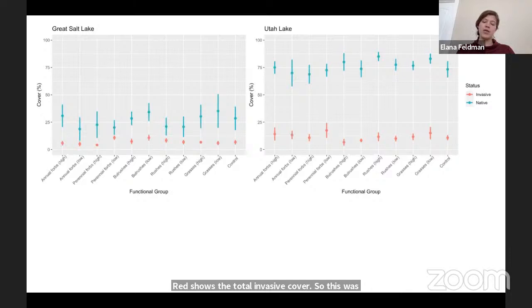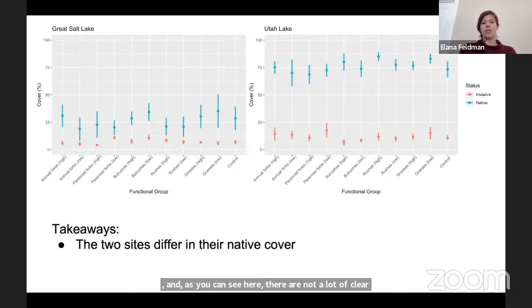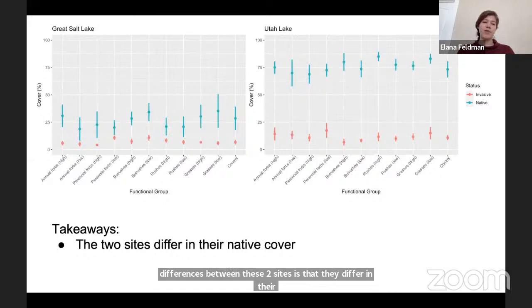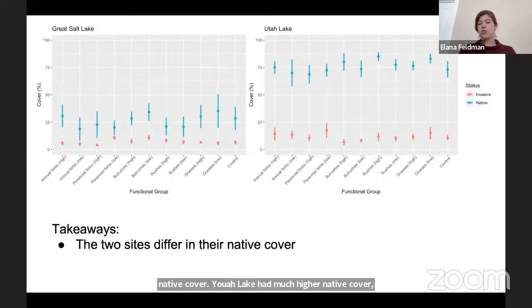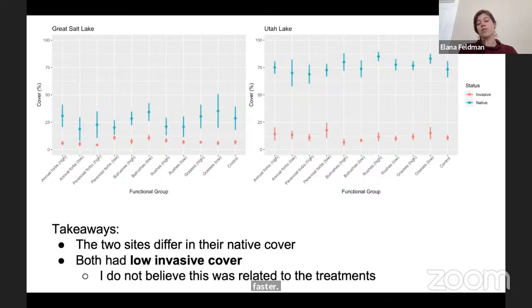And as you can see here, there are not a lot of clear differences between treatments. One of the main differences between these 2 sites is that they differ in their native cover. Utah Lake had much higher native cover, which suggests to me that freshwater lakes are going to be able to recover their native communities faster. Both of these were bare ground sites when I planted my seeds. So Utah Lake was just able to recover faster, and those seeds were able to establish faster than the Great Salt Lake was. You can also see that both of these sites had very low invasive cover, though unfortunately, I don't believe that this was due to my treatments.